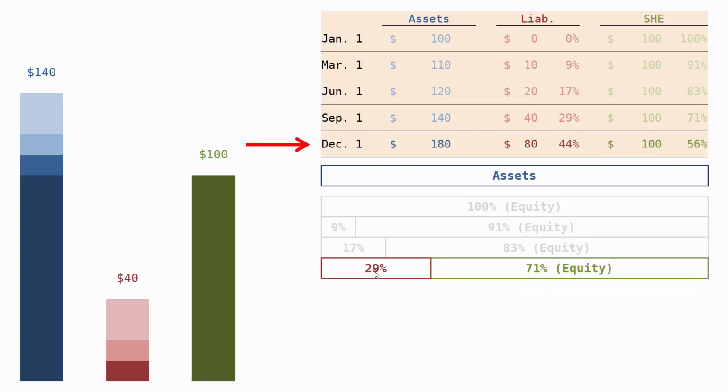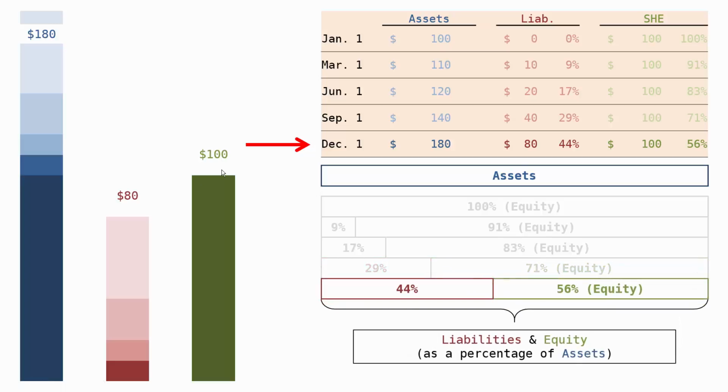And let's say on December 1st, we decide to double that debt again. And it goes up to $80 in total debt, $180 of total assets. Again, stockholders remain at $100. The effect of this is to now change our debt to asset ratio from 29% to 44% and our equity to total asset ratio from 71% down to 56%.